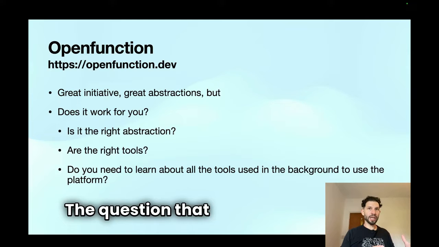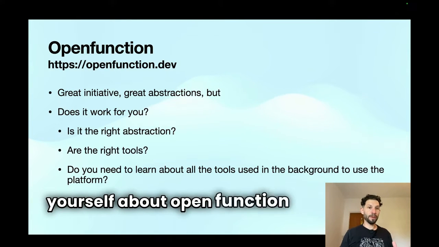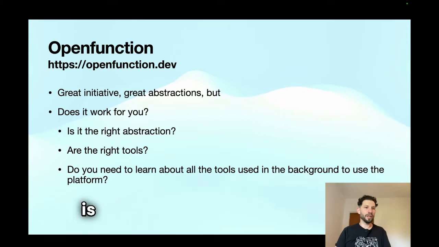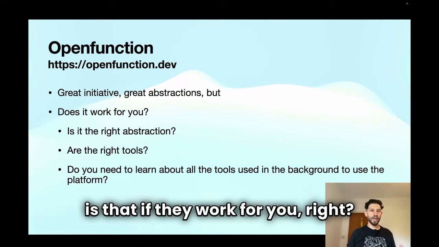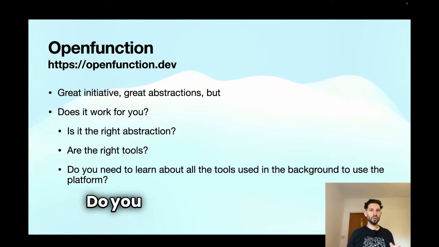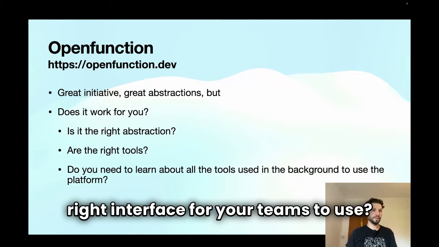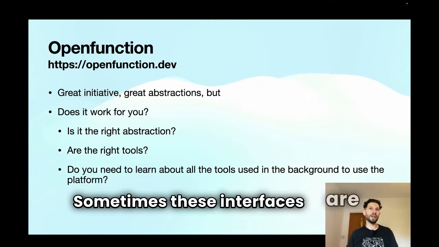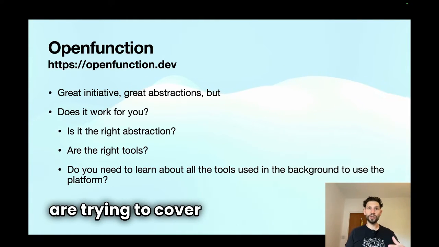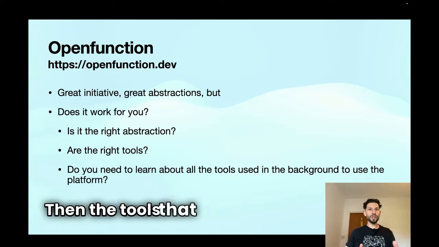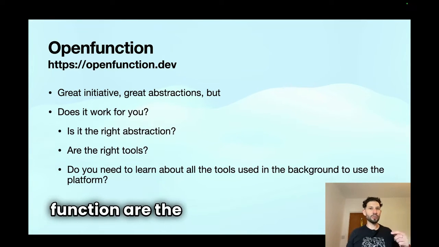The question that you will need to ask yourself about OpenFunction and projects like OpenFunction in the future, if you're evaluating them, is whether they work for you. Do they have the right abstraction? Do you want to use that function abstraction? Is it the right interface for your teams to use? Sometimes these interfaces are too complex or they are trying to cover way too much ground, so you need to be careful with that. Then, are the tools that are being used by OpenFunction the right tools for you to use?